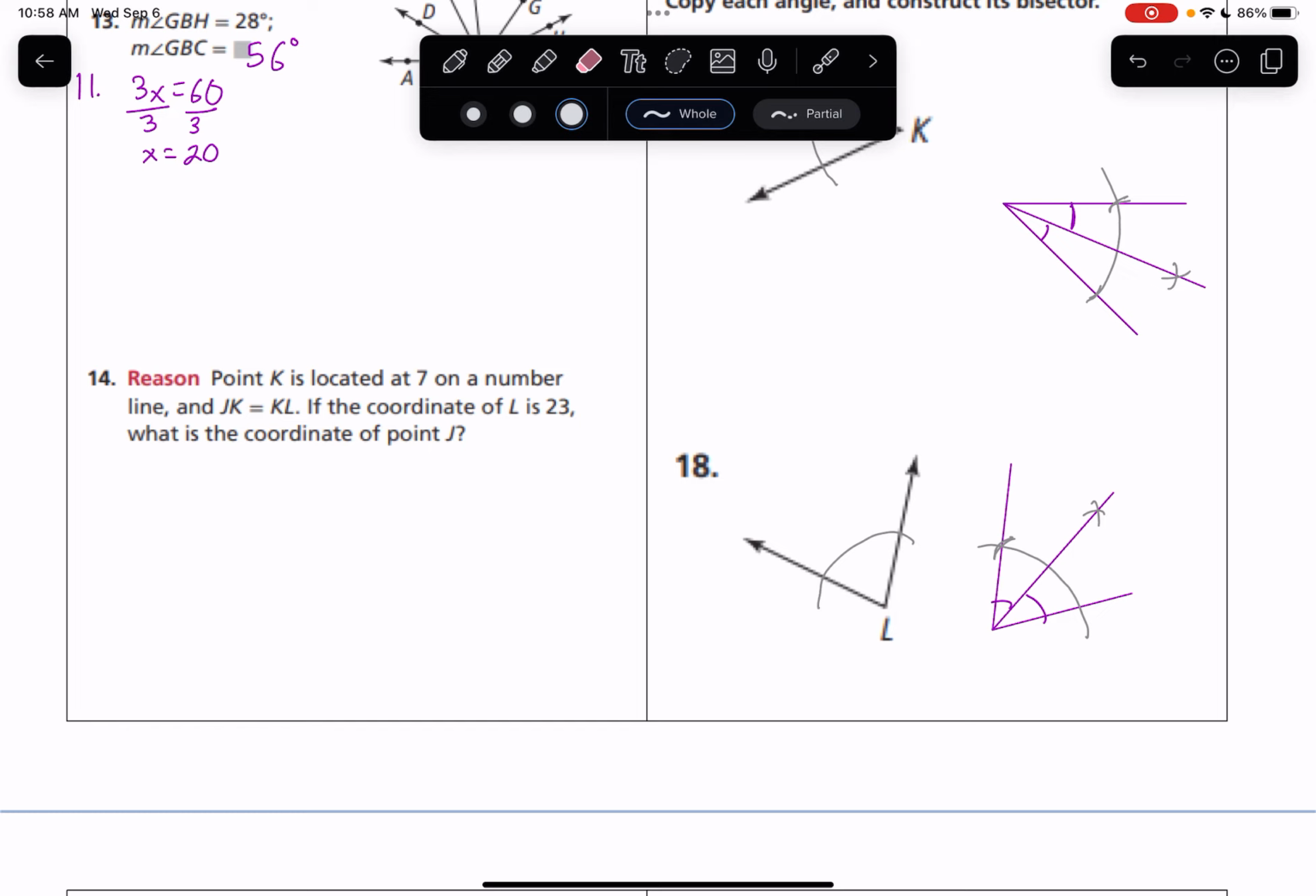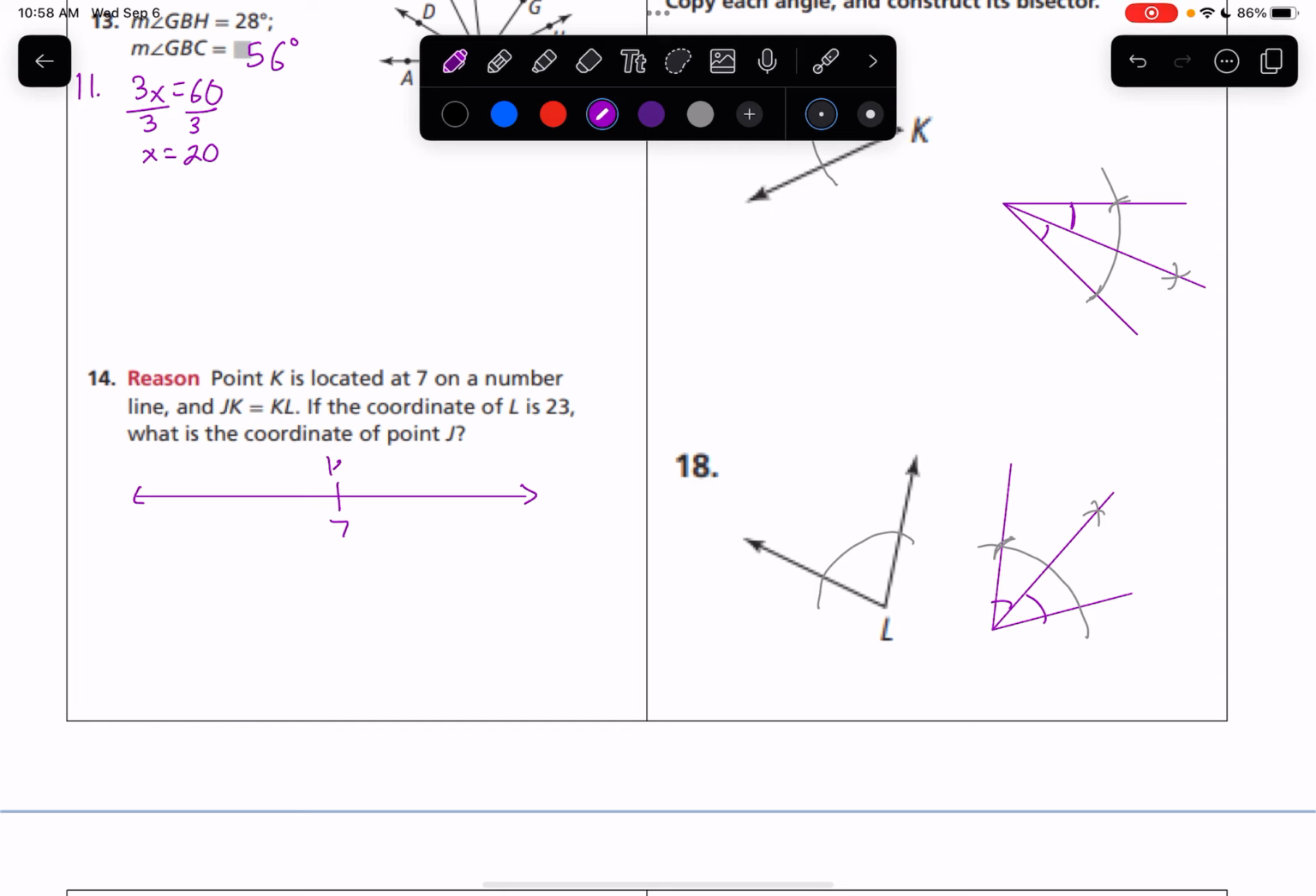Number 14, point K is located on a number line, and JK is equal to KL. If the coordinate of L is 23, what is the coordinate of point J? So if we think about a number line, we can actually draw one here. We can say, all right, here's 7 on the number line, and that is K. And JK is equal to KL. So the coordinate of L is 23. So here's 23. What is the coordinate of point J?